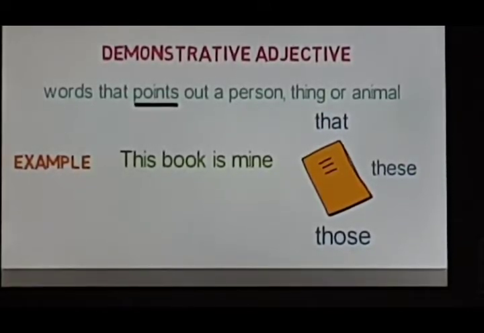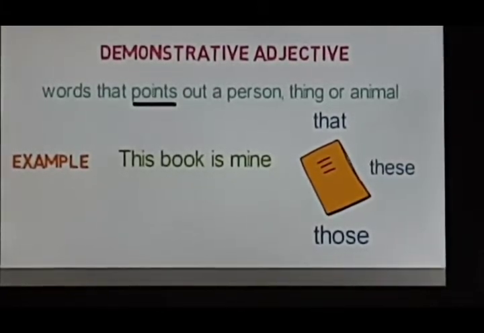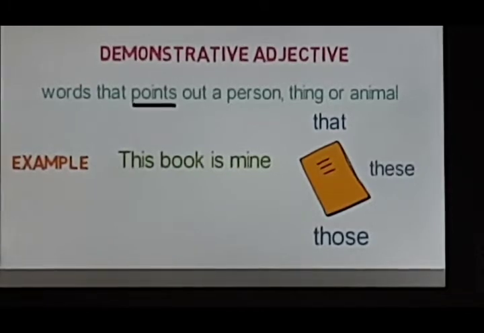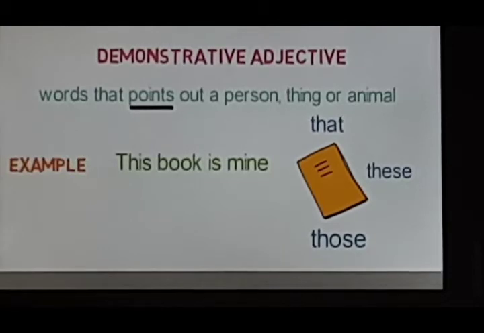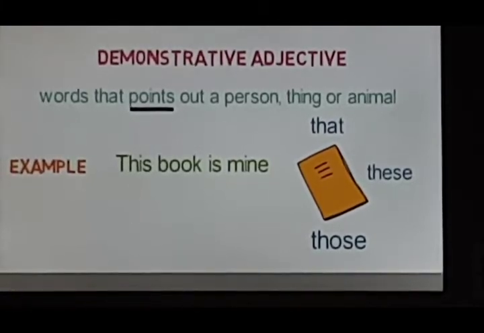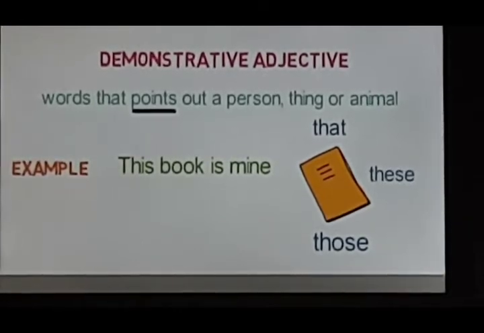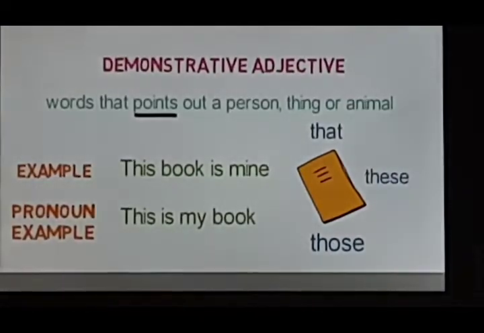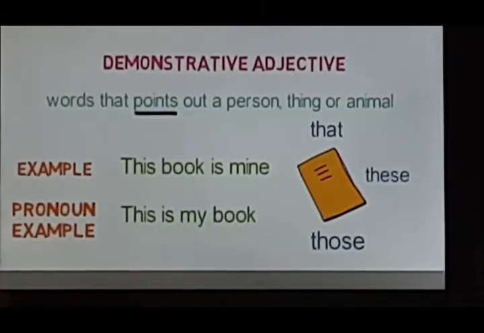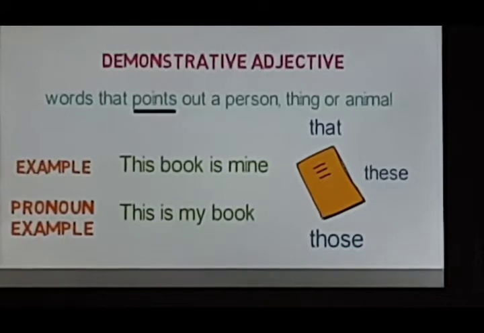For plural nouns, these we use when we have to point out some nouns which are quite near to us, and those are also used for plural nouns, but for objects which are far from us. So words like this, that, these, those, they are demonstrative adjectives. They point out. Now one thing which you must understand.